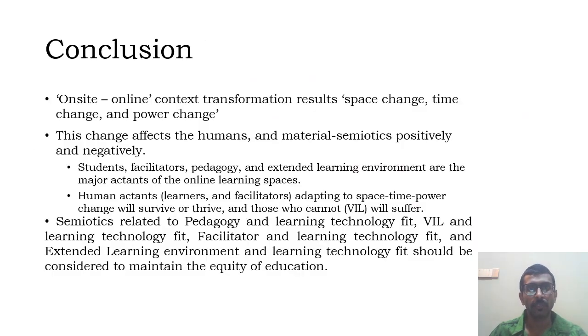On-site to online context transformation results in space change, time change and power change. This change affects humans and material semiotics positively and negatively. Students, facilitators, pedagogy and extended learning environment are the major actors of the online learning spaces. Human actors, learners and facilitators adapting to space-time power change will survive or thrive, and those who cannot will suffer. Semiotics related to pedagogy and learning technology fit, visual impaired learning and learning technology fit, facilitator and learning technology fit, and extended learning environment and learning technology fit should be considered to maintain the equity of education.